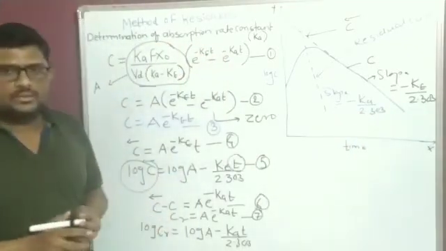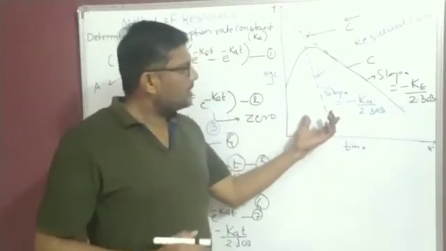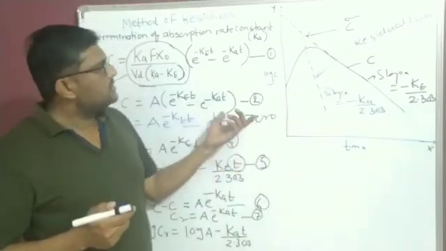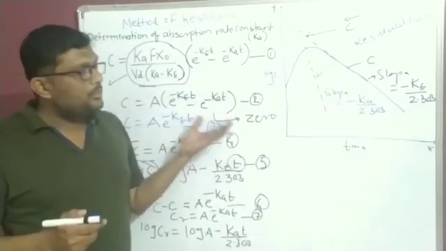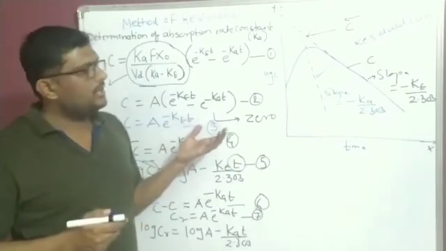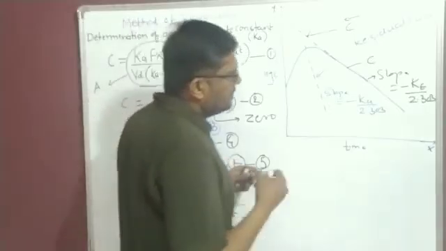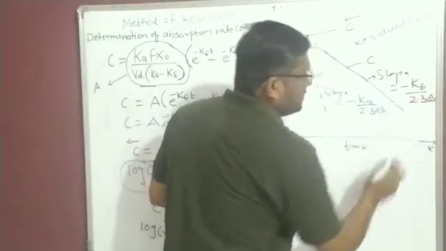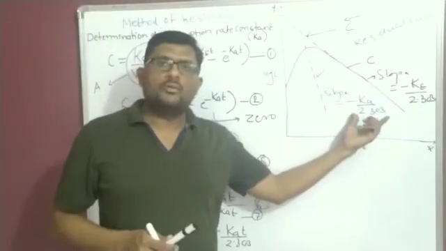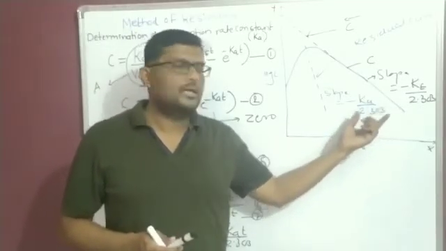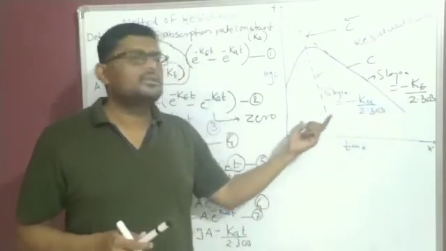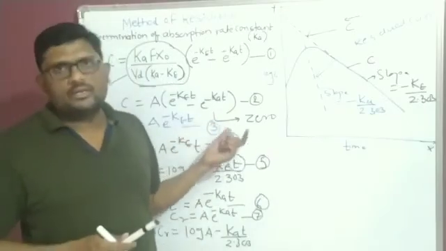Secondly, this method works best when the difference between the K_a value and K is large. K_a should be much larger than K, about three to four times more than K. Only then can this be used as a good technique.